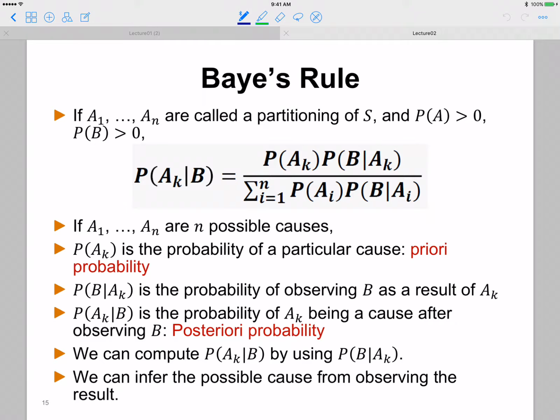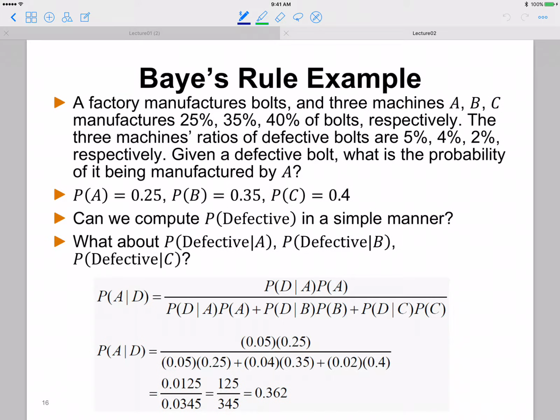And then, let's just go directly to the example, okay? In order to better understand Bayes' theorem. Okay, so there exists a certain factory, and this factory manufactures some bolt, or maybe some iPhone, or some other smartphone. And in this factory, there are 3 different manufacturing machines.